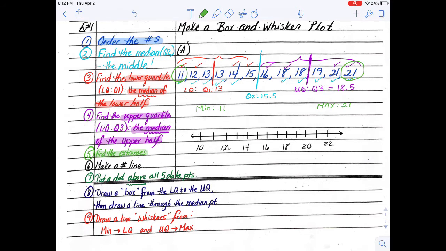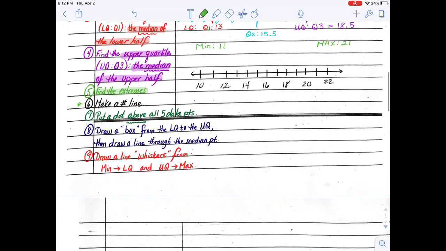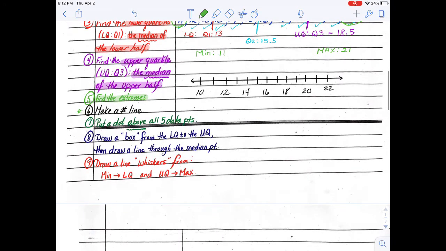And now I start to make my box and whisker plot by making a number line. Now I already made the number line for you to save some time, but your number line has to at least have your minimum and maximum on there. So I went a little lower and started with 10, and I went a little bit above the maximum and ended with 22. As long as you have your minimum and maximum on your number line, you're good to go.